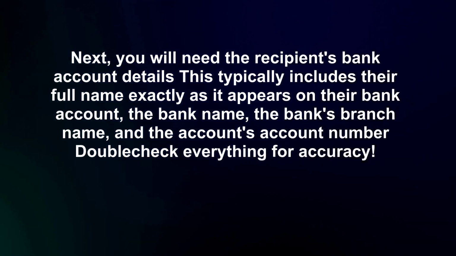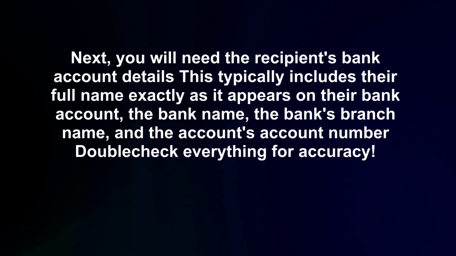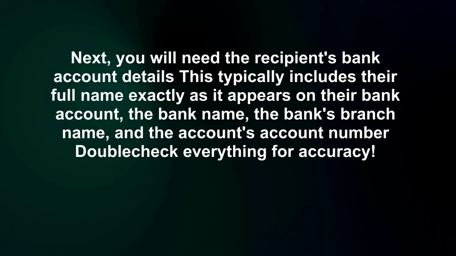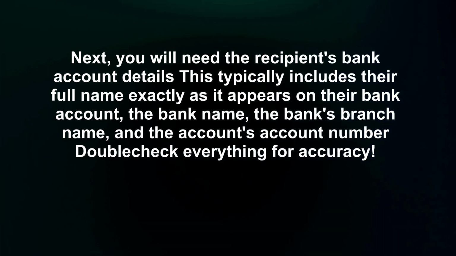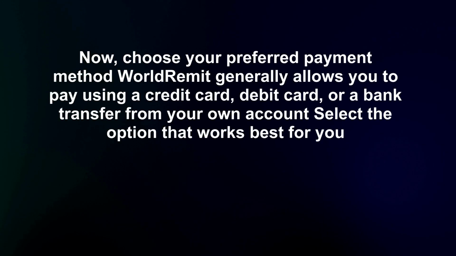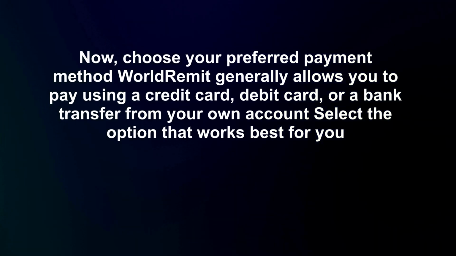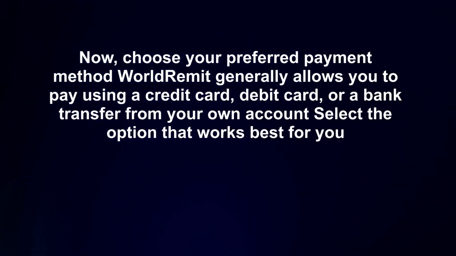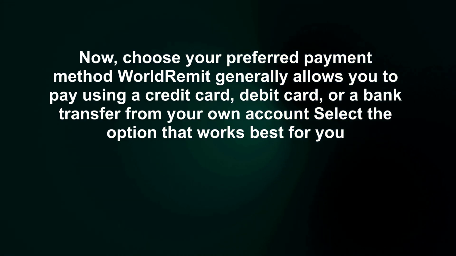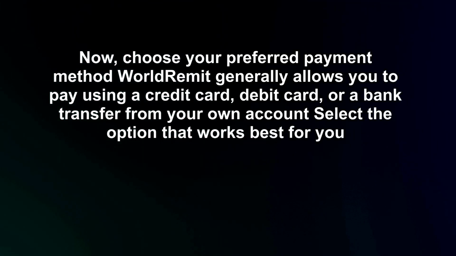Next, you will need the recipient's bank account details. This typically includes their full name exactly as it appears on their bank account, the bank name, the bank's branch name, and the account number. Double-check everything for accuracy. Now choose your preferred payment method. Worldremit generally allows you to pay using a credit card, debit card, or a bank transfer from your own account. Select the option that works best for you.